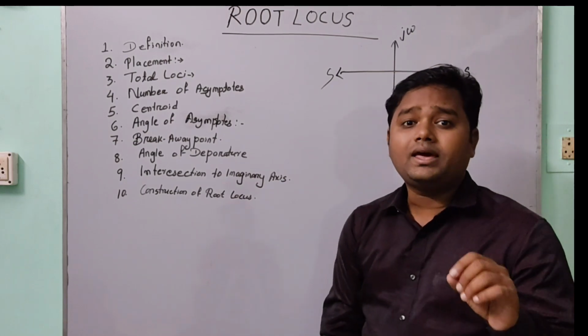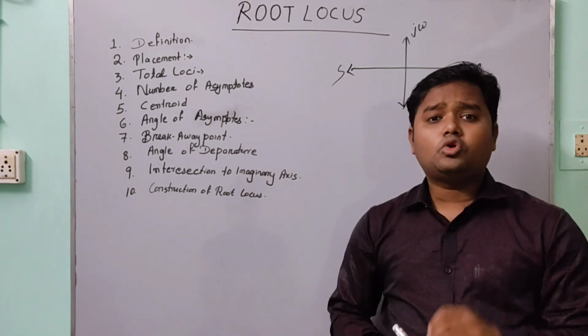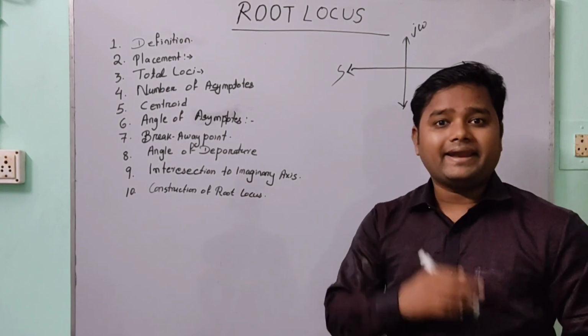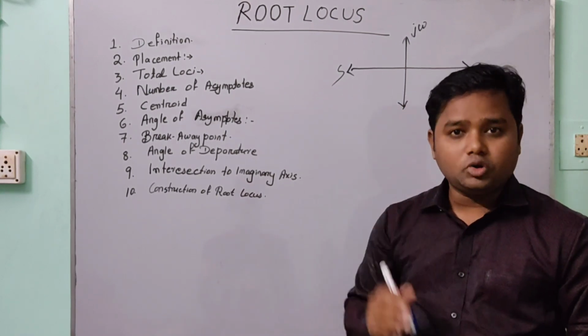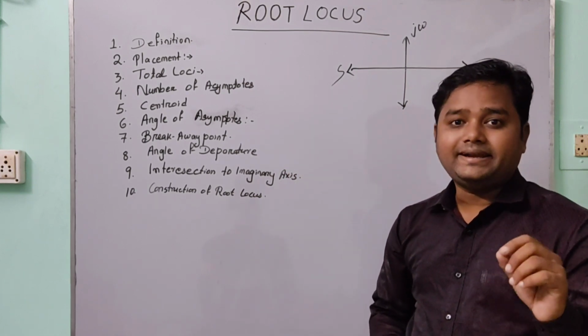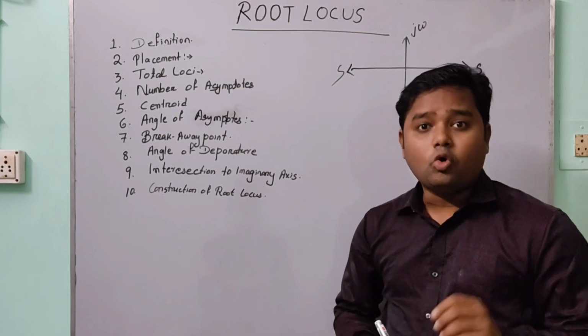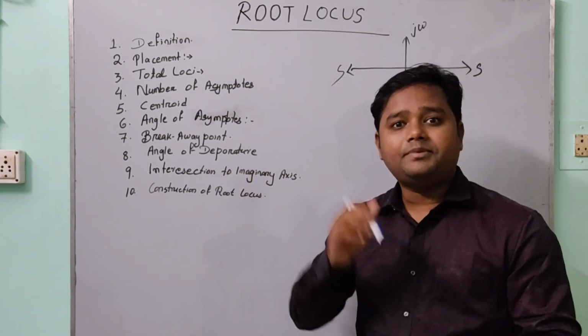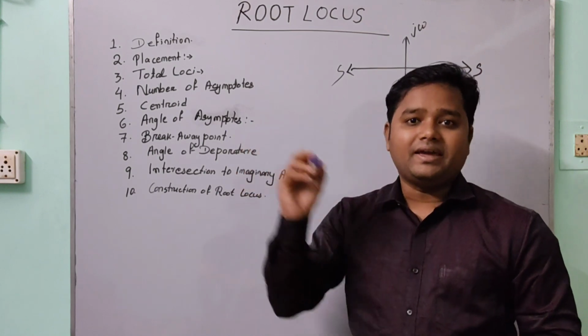The next point is where the root locus is started. The root locus always starts from an open loop pole and ends either at an open loop zero or at infinity. It means the starting point is an open loop pole, but the ending point may be of two types, either an open loop zero or infinity.